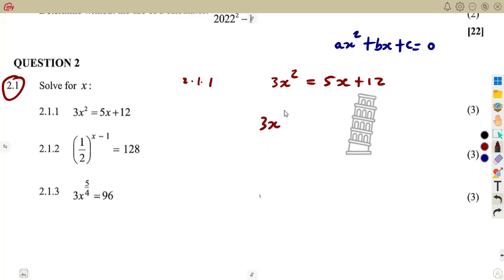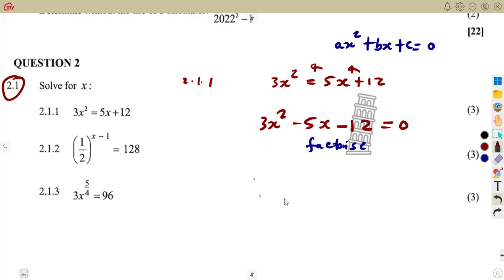So it will be 3x squared. The 5x to the other side will be minus 5x. The 12 to the other side will be minus 12. That's equal to 0. So using the factorization method, let's start with factorization. Then I'm going to use the quadratic formula, because you are used to it. Most of you do not want factorization, but you can use it. Once you are not told to 2 decimal places or so, it means factorization is possible.